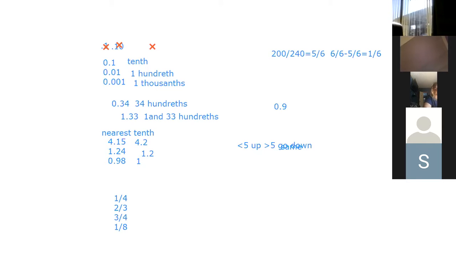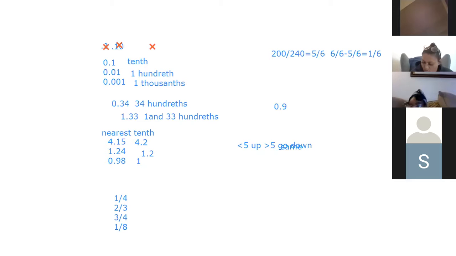Number 25, 0.147. 0.15. And if I was going to round that farther down to the tenths, what would that be? 0.2. 0.1. 0.2. 5 and greater goes up. So that would equal 0.2.